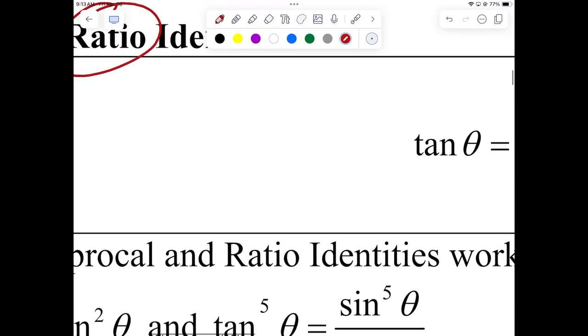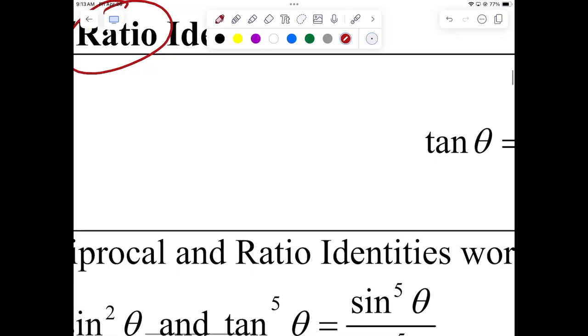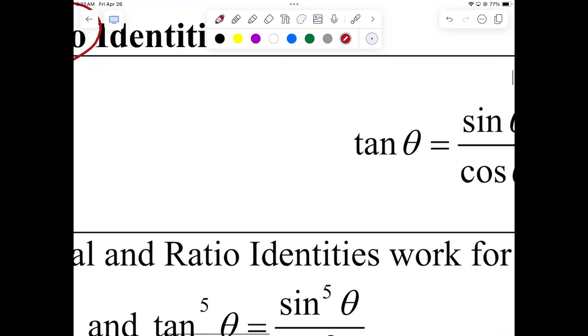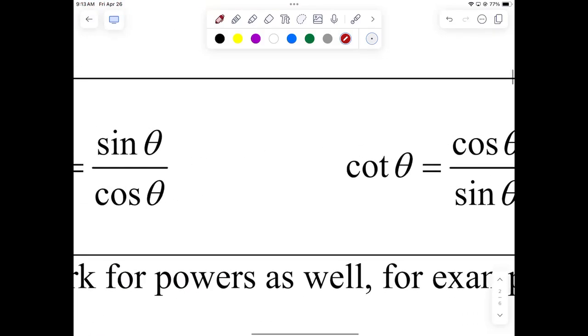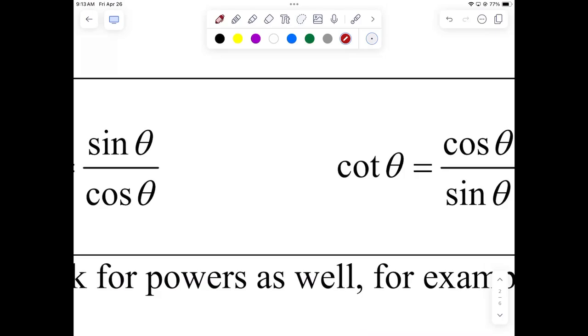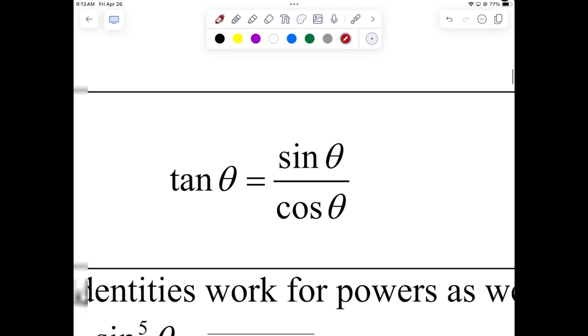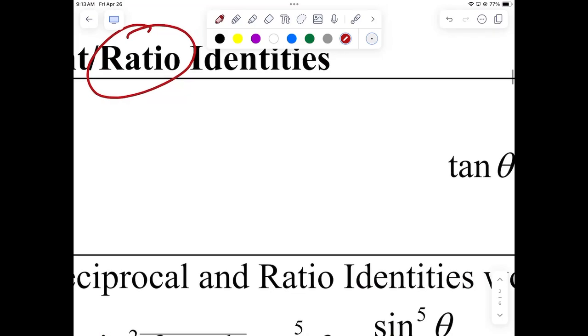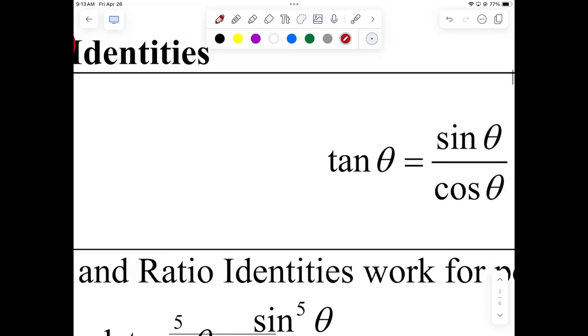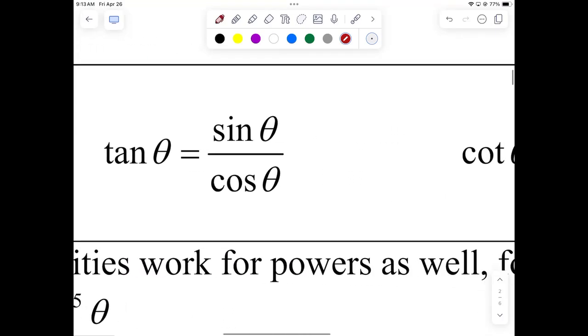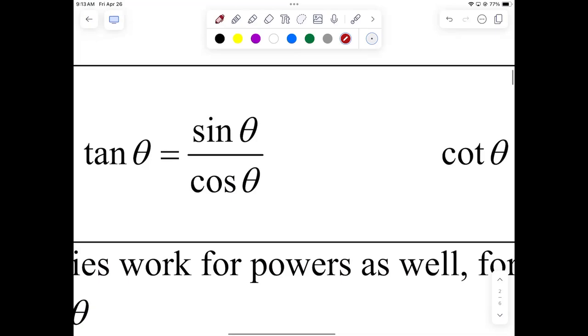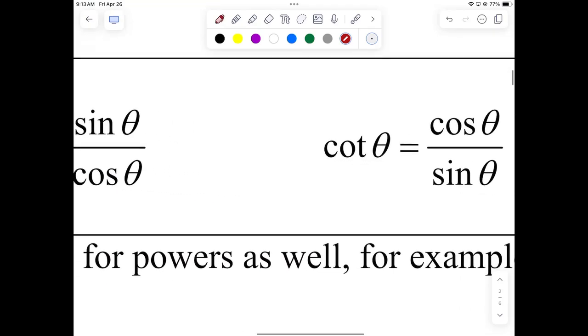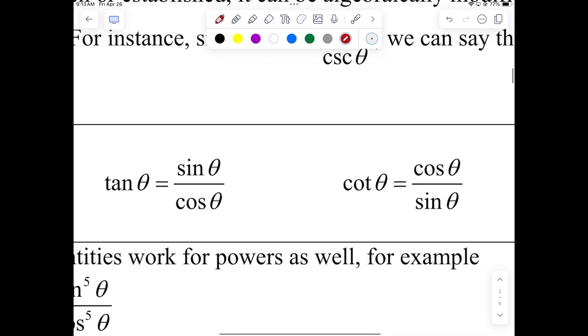All right, what's another name for tangent in terms of sine and cosine? Sine over cosine. And what's another name for sine over cosine in terms of tangent? Tangent. So if you ever see sine over cosine, you can replace it with tangent. Or if you ever see tangent, you can replace it with sine over cosine. They mean the exact same thing. All right, now, what's another name for cotangent? It's cosine over sine. Do you already know these two identities? Say yes. Yes, you do.